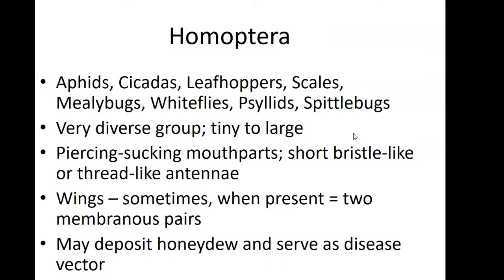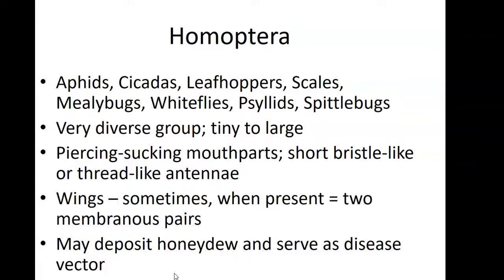And Hemiptera will include my aphids, cicadas, leafhoppers, scales, mealybugs, whiteflies, psyllids, and spittlebugs. So this is a pretty broad family group, very diverse, tiny to large, piercing, sucking mouth parts. They have short bristle-like or thread-like antennae. The wings, if they are present on the insect at that time, are two membranous pairs, and a lot of times in this family they deposit honeydew, which can serve as a disease vector, which is what the aphids do.